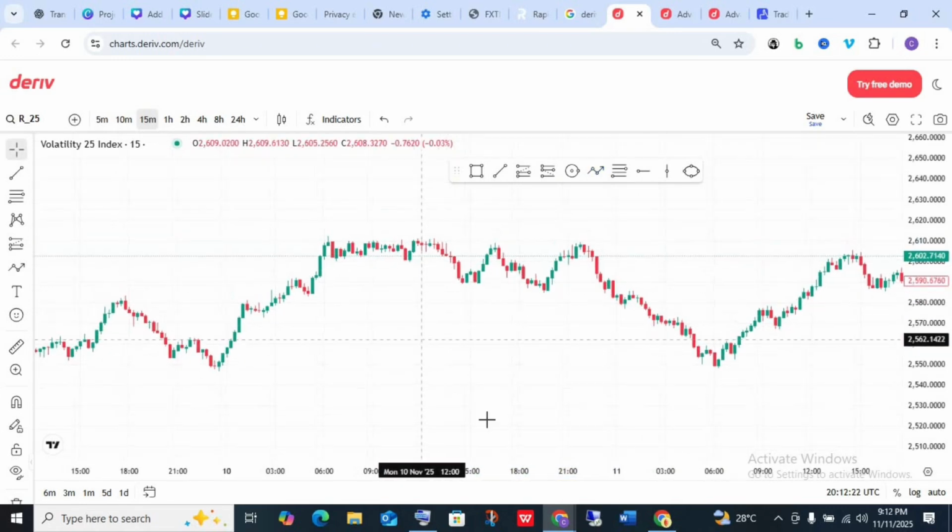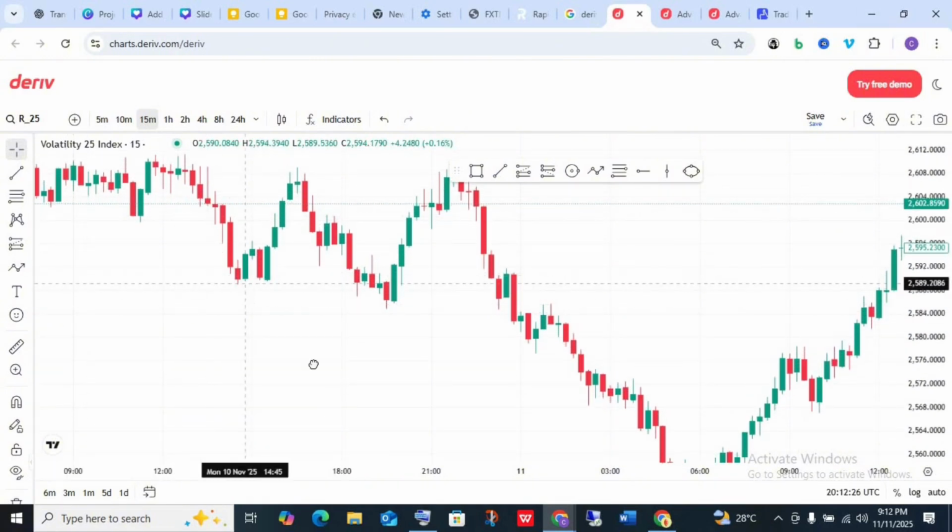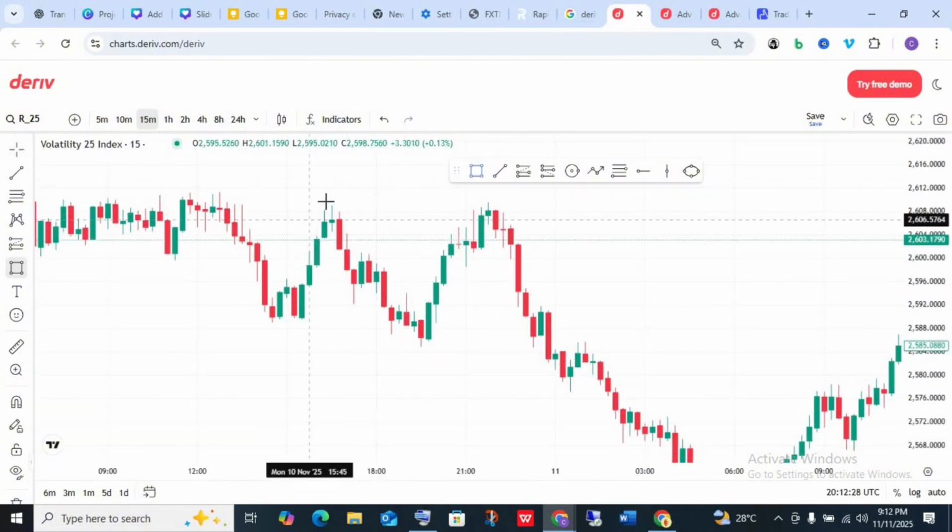Another thing you need to know is before you call any point a high or a low, you need to see a red and a green candle there before you can say this is a high. So right here you can see this is a green and a red candle, so you can call this a high.